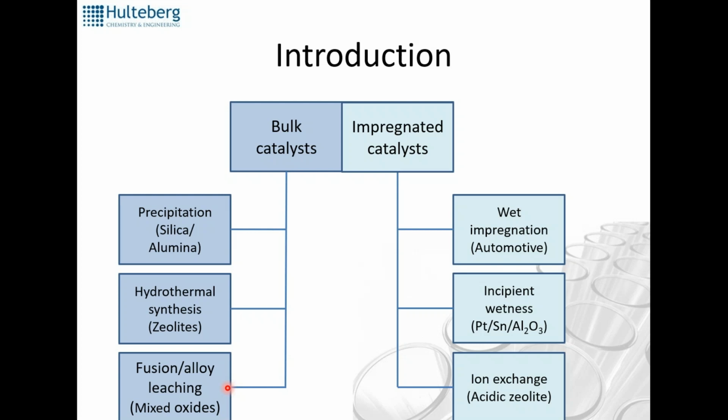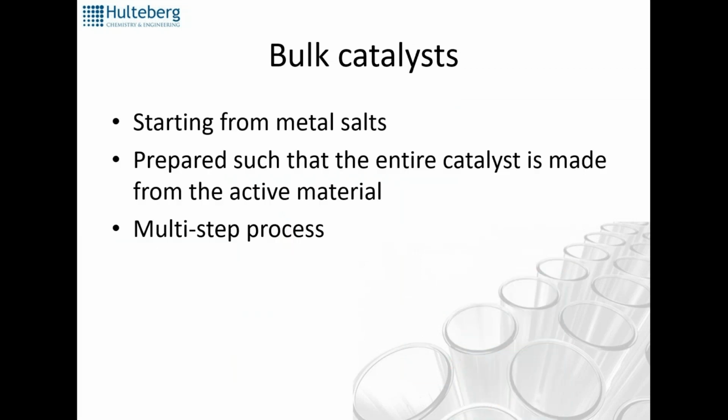And this is unlike the impregnated catalysts, which have one support material, and then the active phase is spread out all over the surface of the support material. Typical methods for preparation is wet impregnation. It's done for automotive catalysis. Incipient wetness, platinum and tin on alumina, for instance. And then impregnation is also ion exchanging in acidic zeolites. But let's start to go through the bulk catalyst.